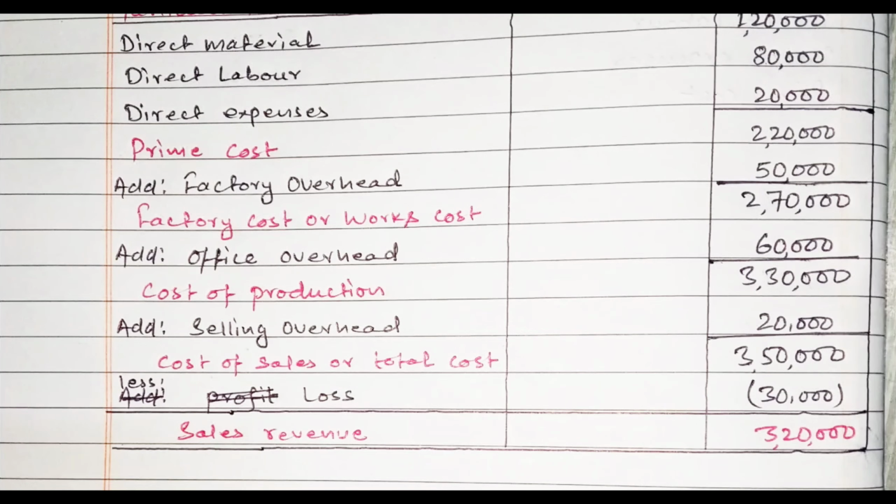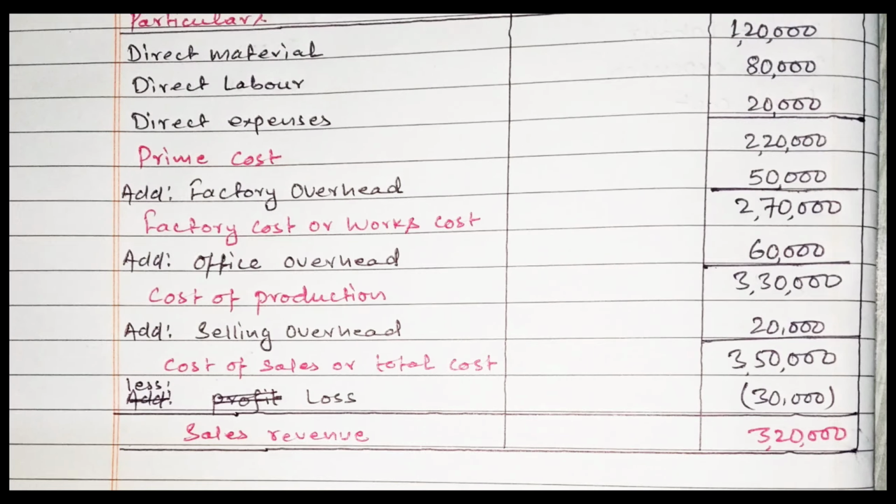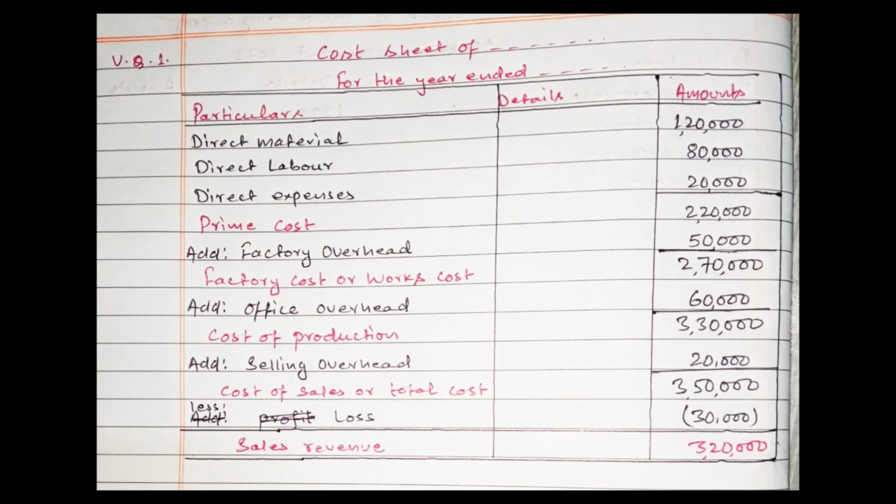The question has not given us profit or loss, but it has given us sales revenue, which is 3,20,000. So if we compare 3,50,000 and 3,20,000, the difference amount should be profit or loss. In this question, there is a loss, and the loss is minus 30,000, which I have kept in brackets. After 30,000 is subtracted, we get the answer which is given in the question, that is 3,20,000, and we have solved the cost sheet problem in this way.